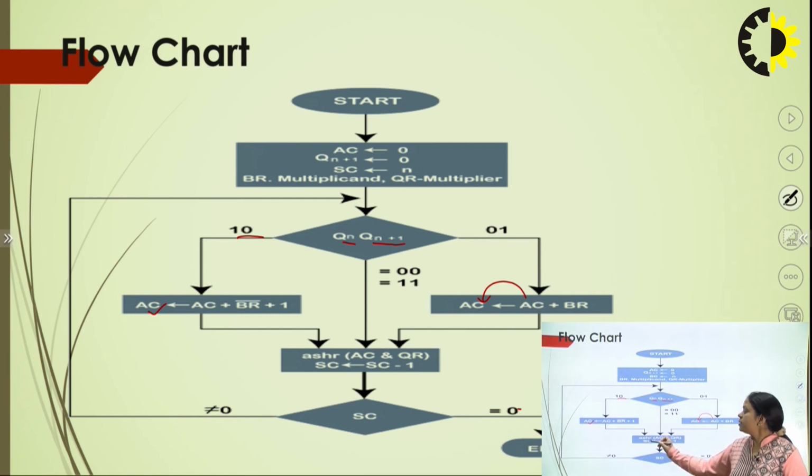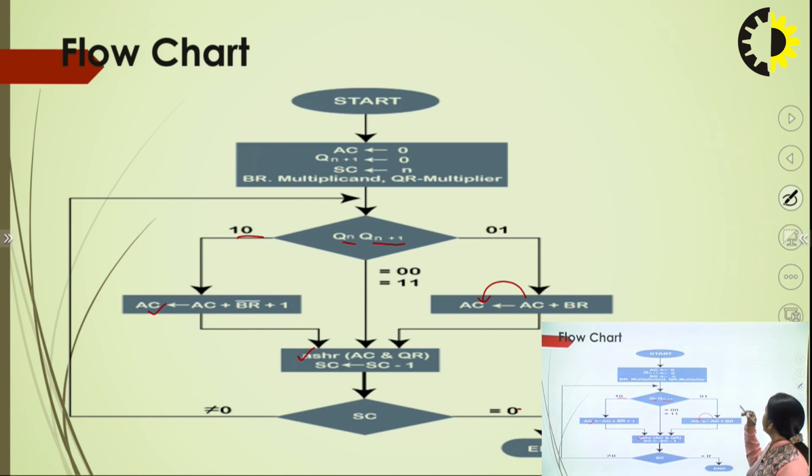Now the question is, what is the meaning of arithmetic shift right? Why do we use arithmetic shift right? Arithmetic shift right is mainly used for signed numbers, because in the Booth algorithm we are taking signed numbers, that's why we are using arithmetic shift right here.